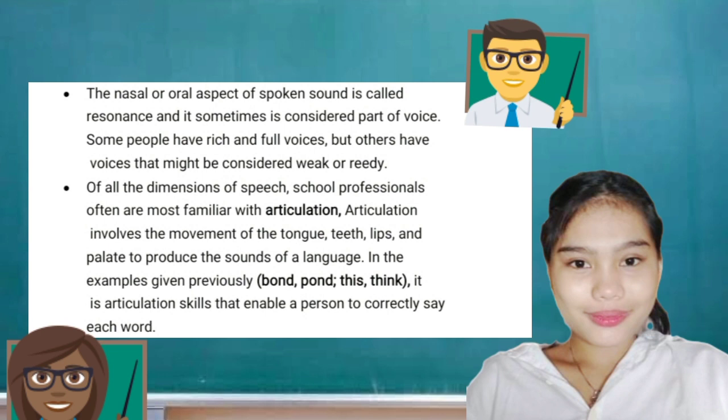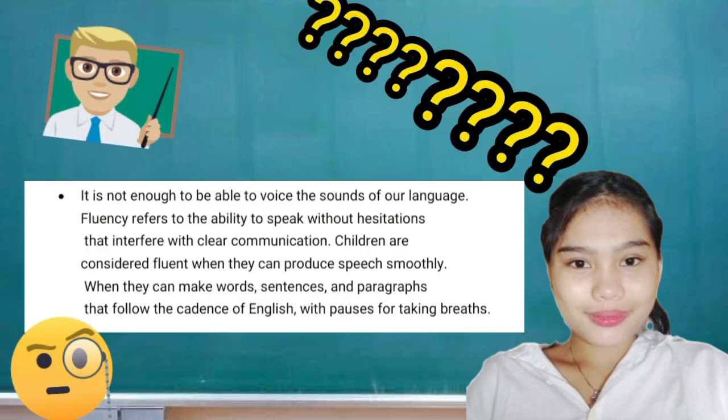Of all the dimensions of speech, school professionals often are most familiar with articulation. Articulation involves the movement of the tongue, teeth, lips, and palate to produce the sounds of the language. In the examples given previously, band, pant, this, and think, it is articulation skills that enable a person to correctly say each word. It is not enough to be able to voice the sounds of your language. Fluency refers to the ability to speak without hesitations that interfere with clear communication. Children are considered fluent when they can produce speech smoothly, when they can make words, sentences, and paragraphs that follow the cadence of English, which pauses for taking breaths.